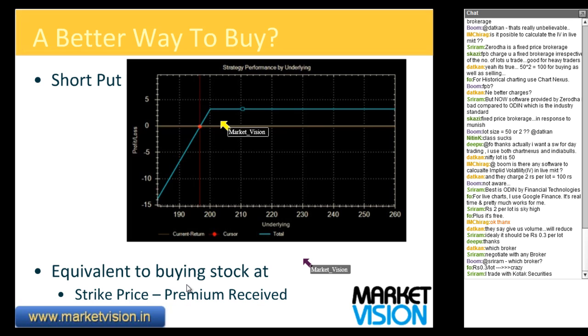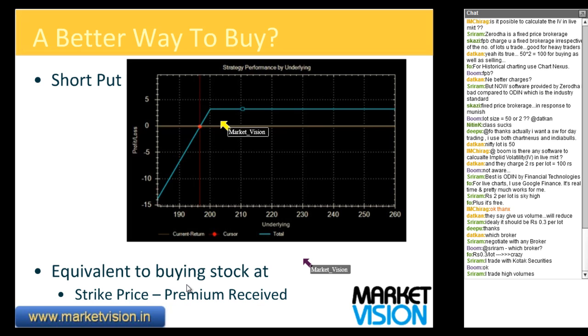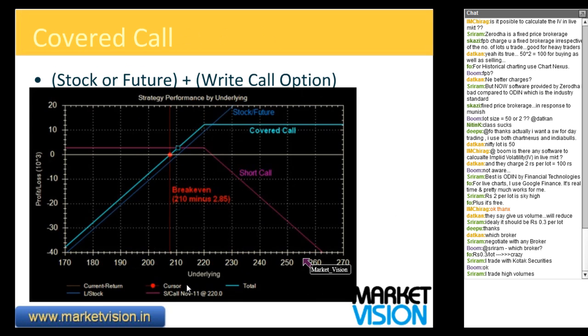I could also say that, listen, I like DLF, but I don't like the current price. I will buy it at 197. So what I'll do is I will sell a 200 put at 3 rupees. So if it goes below 197, it's equivalent to my purchasing the stock at 197. Because below that, I have the downside of the stock. Above that, I have some upside, the 3 rupee upside that I get from the premium. So if the stock goes up a little bit, then I still make 3 rupees. What happens is if it goes a lot up, say it goes to 220 or 230, I don't participate in all that gain, I make only 3 rupees. So it's equivalent to buying stock at strike minus premium received.